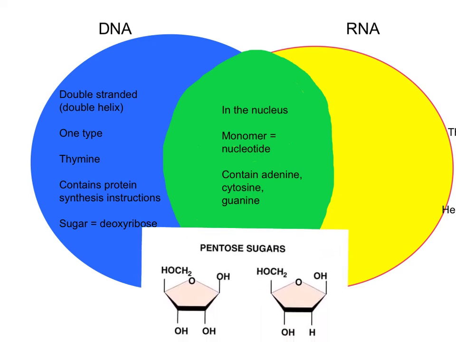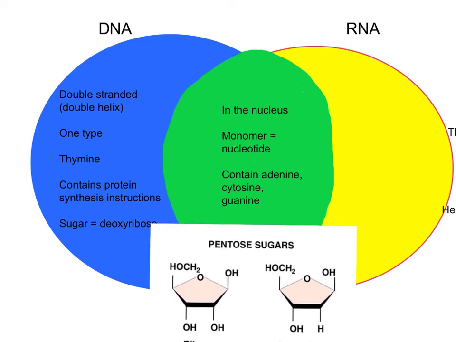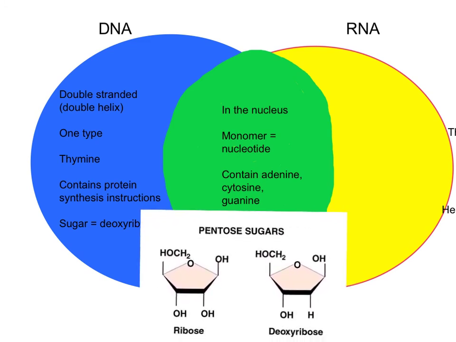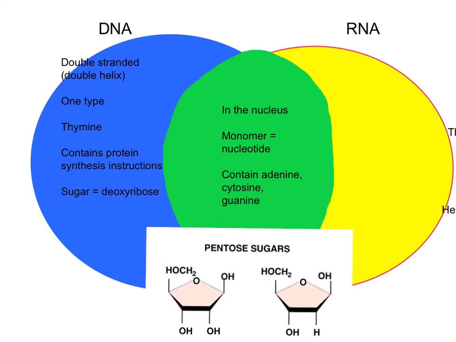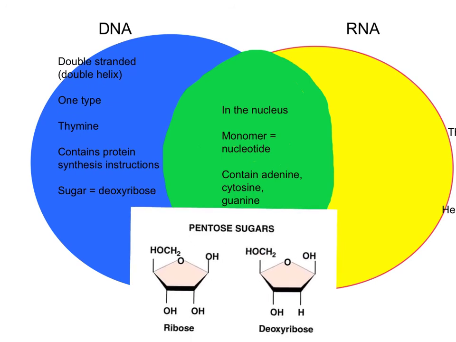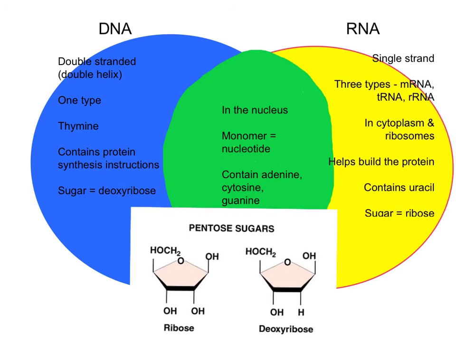There's a picture of our sugars down here. So it's going to contain the sugar deoxyribose. Let's move this up for you. Okay, and RNA is going to be single-stranded. There's 3 types of RNA as compared to the 1 type of DNA: messenger RNA, transfer RNA, and rRNA. RNA is going to be in my cytoplasm and out at the ribosomes in addition to being in the nucleus. It's going to actually do the work and help build the protein. It's going to contain uracil instead of thymine, and its sugar is ribose.